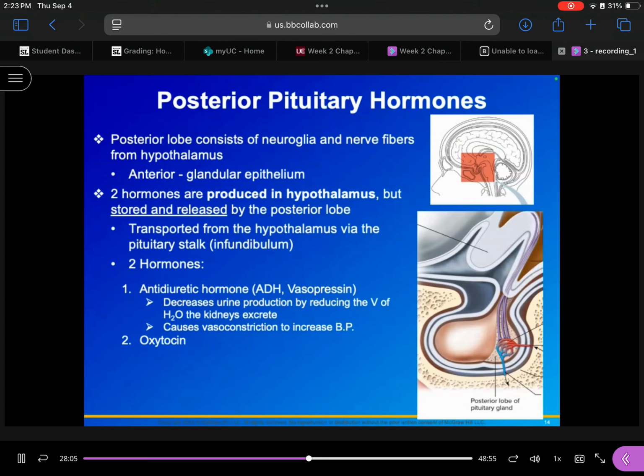It's going to also cause vasoconstriction. If we constrict the blood vessels, what's that going to do to blood pressure? It's going to increase it. All right. Hence vasopressin, or pressin on the vessels, you know.